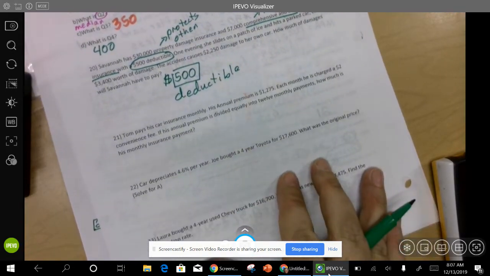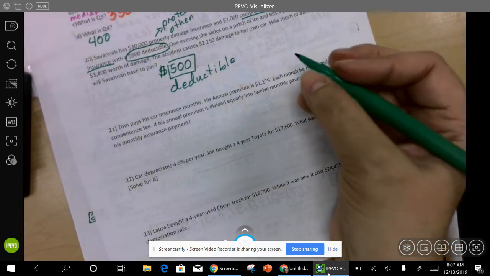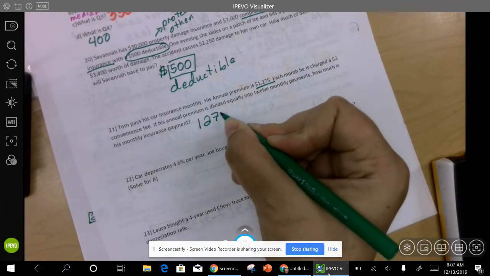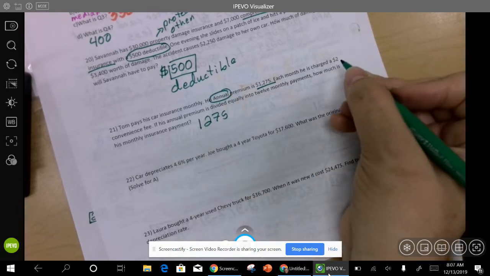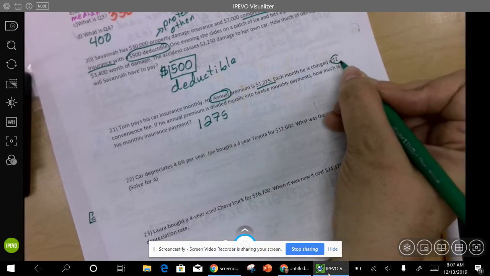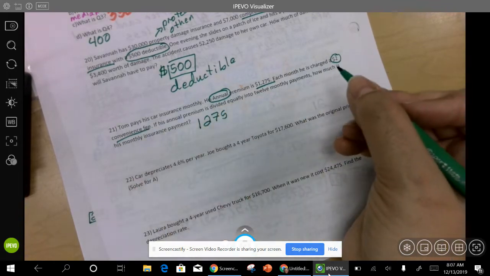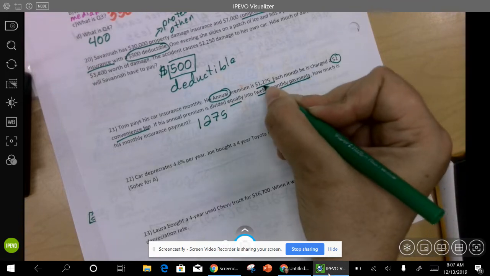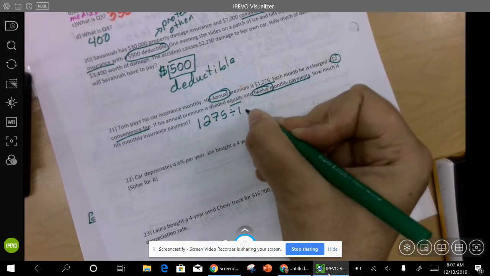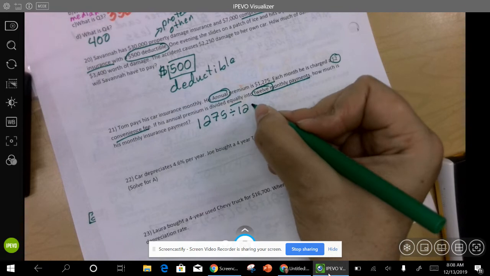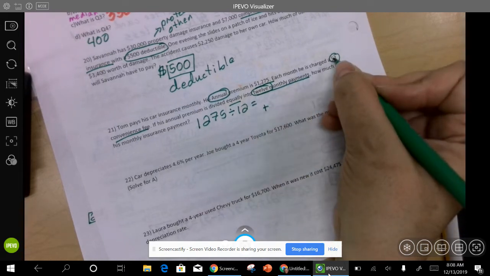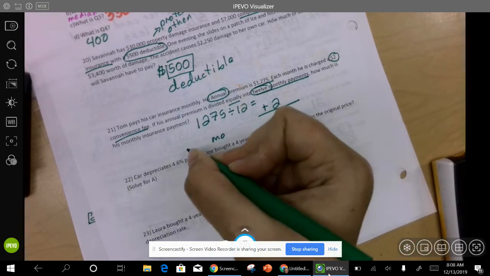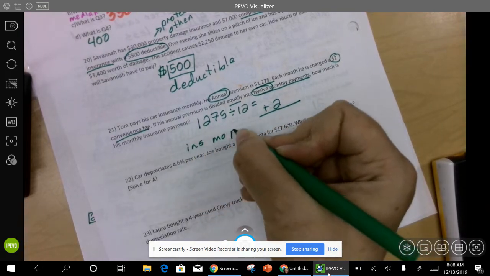Okay, Tom Payson's insurance is paid monthly. His annual premium is $1,275. Each month he's charged a $2 convenience fee. If his annual premium is divided equally into 12 monthly payments, how much is this fee? So we're going to divide this by 12, and then we're going to add the $2 convenience fee. Okay, and that will give us his insurance monthly payment.